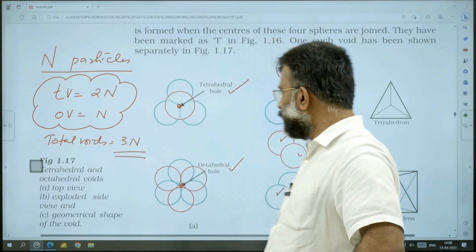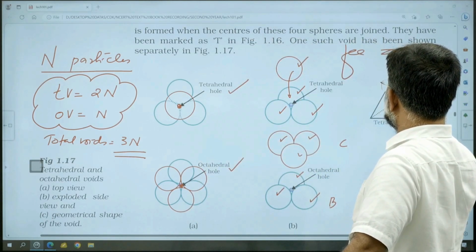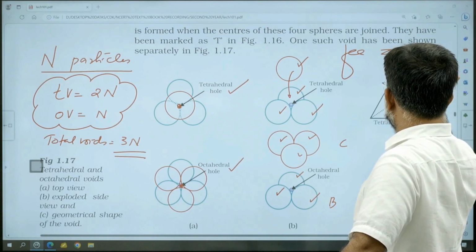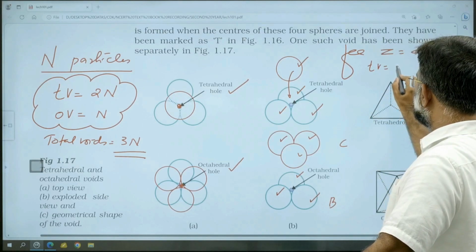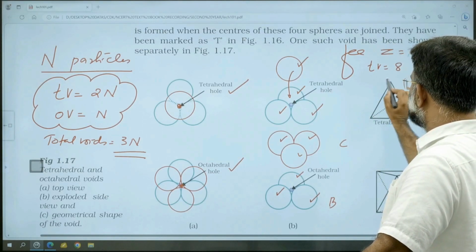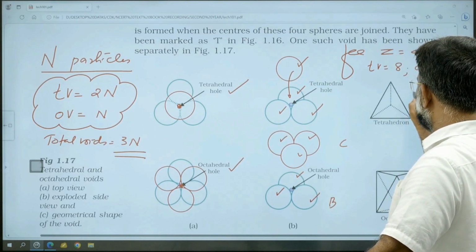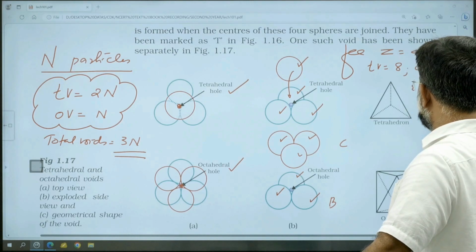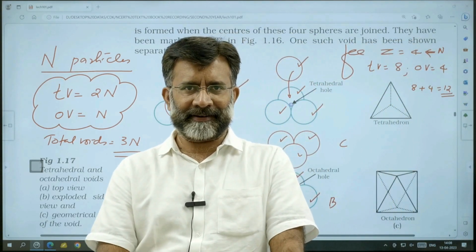For example, if you take an FCC system, rank equal to 4, that means number of particles equal to 4. Number of tetrahedral voids will be 2n, it will be 8, and number of octahedral voids will be n, that is equal to 4, and total voids will be 8 plus 4, 12 voids will be present. Is that clear?